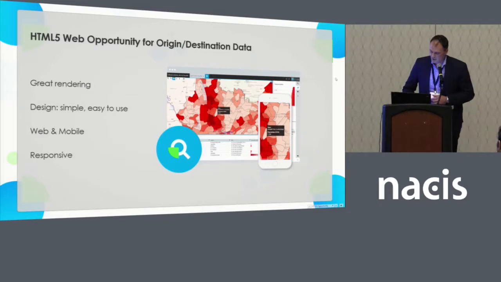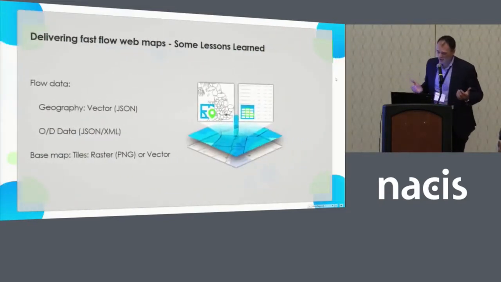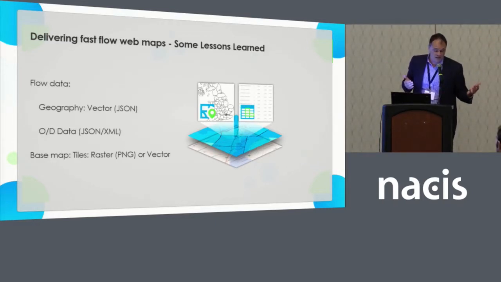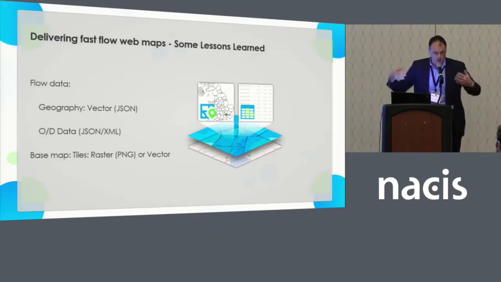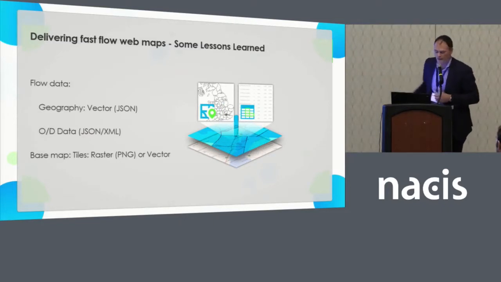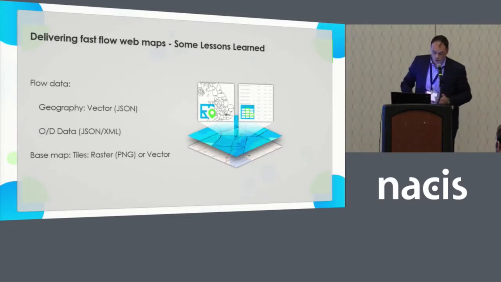So let's take an example, a deeper look at how we can integrate that. In this slide, I'm explaining some of the lessons learned of how we structured our web maps. We're looking at the flow data. The flow data in this case is in vector format, so we have a JSON feed. The origin-destination data is also in JSON. That separation of the map feature from the data gives us the capability to bind information on the client and do the rendering. We also have the base map, which could be expressed in raster or vector. In this case, I'm just going to show raster.